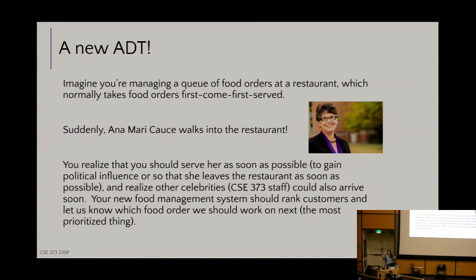Whatever. Or maybe the wonderful staff of 373, those famous celebrities are coming in, and we know celebrities should always get seated first, right? How are you going to manage this queue where you can have items of different priority enter the queue and thus cut the line based on their priority? That's what we're trying to work on today.